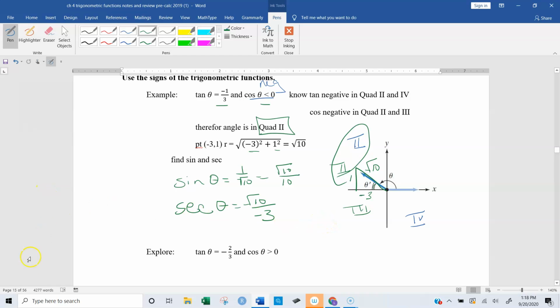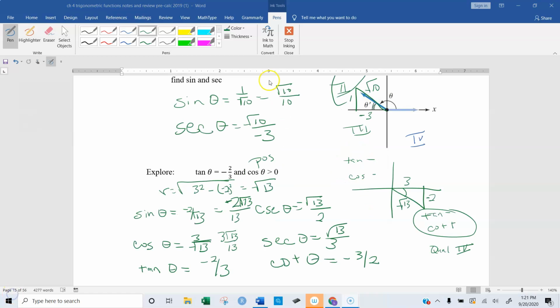All right, let's do the next one. Pause and try yours. Okay, I drew a picture just to make sure you understood. It says tan was -2/3. So tan is negative in the second and fourth quadrant. Cosine is greater than 0, so cosine is positive. Cosine is positive in the first and the fourth, so we have to be in the fourth quadrant. So when we draw our triangle in, you always draw the angle that goes to the x-axis. It never goes to the y.